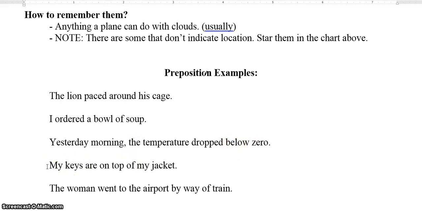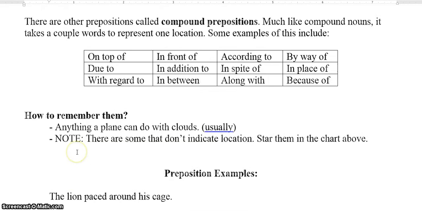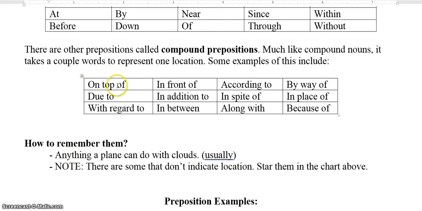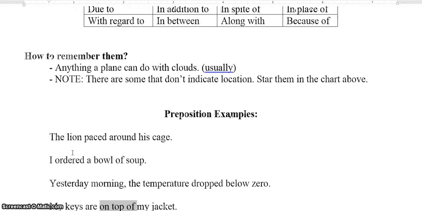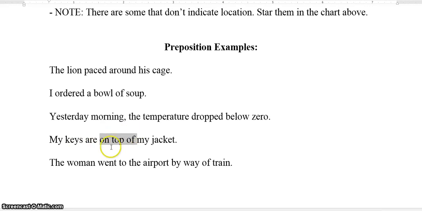Let's look at the next one. My keys are on top of my jacket. Well, my is a pronoun. Keys is a noun. Are is a linking verb. Jacket is a noun. And my is a pronoun. Oh, look, on top of. This is one of those that if we look in our chart, on top of is a compound preposition. So when you circle it, you need to circle it all together because it represents one location.